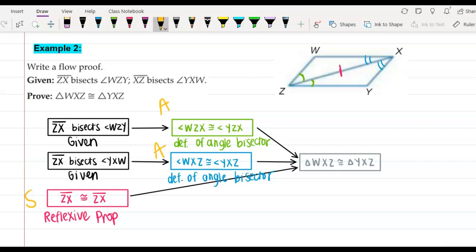Okay, so we have two sets of angles, our green and our blue, and those two are sandwiching our segment that we know is congruent. So we would have angle, side, angle as our reason of congruence.